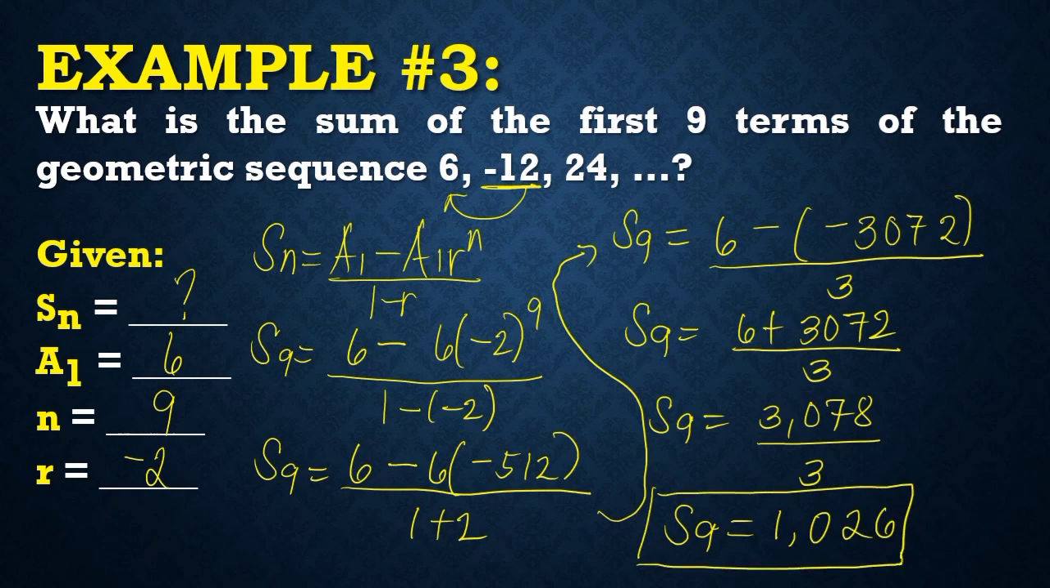So, ayan, as you can see, yung mga terms ng ating given sequence ay alternate. So, pwede nyo namang i-manual check yan. Lista nyo yung mga terms. Makukuha nyo namang sum dyan is 1026.